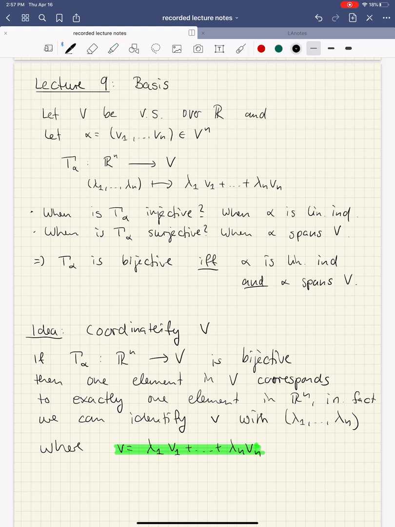So there's two things to this. Being surjective means every V can be written as a linear combination in this way. And being injective means that there's only one such way of writing it. And so I can pretty much go back and forth between elements in V. So we take our element V in V, and we identify it with something in R to the n.